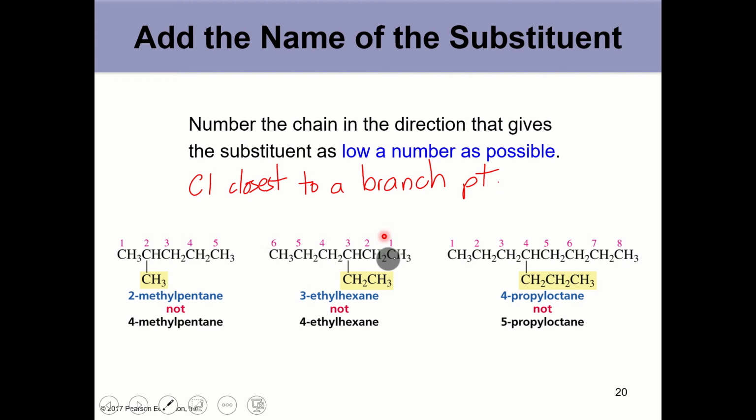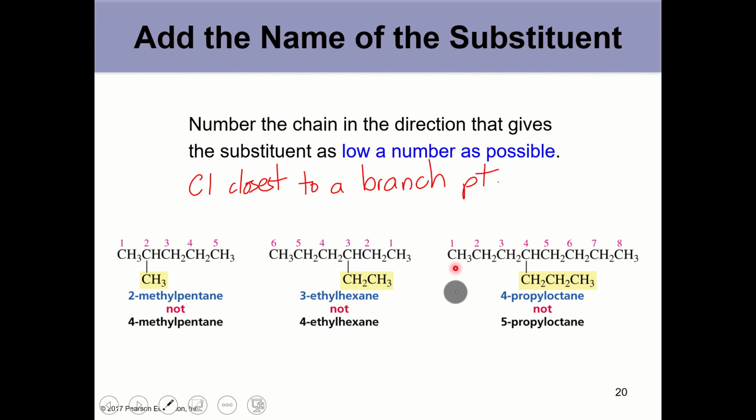For the molecule in the middle, we numbered from the right side rather than the left side. So we numbered right to left instead of left to right, because numbering from right to left gave a branch point at carbon 3, where numbering from left to right would have given us a branch point at carbon 4. So we want the lowest possible number for that branched carbon.